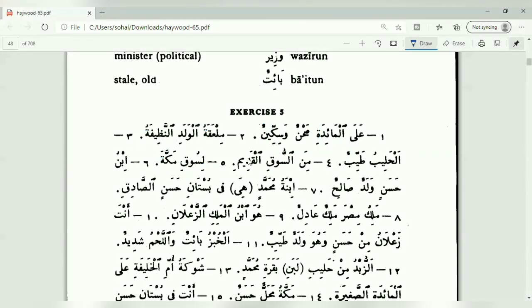Number 6, Ibnu Hasanin waladun salihun. Here, Ibnu has one dhamma, so we know it's mudaf. Hasanin is mudaf ilayhi because it has kasra. It means the son of Hasan. Waladun salihun. Here we know salih is the adjective of waladun because both are indefinite and salih comes after waladun. Salihun means pious or righteous, and walad means a boy. The son of Hasan is a righteous boy.